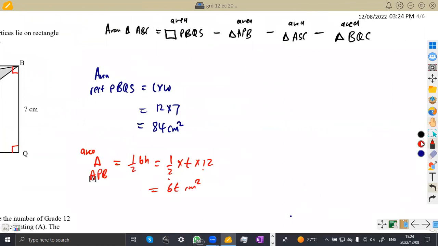We move on to the next area, which is the area of triangle ASC. This is ASC.